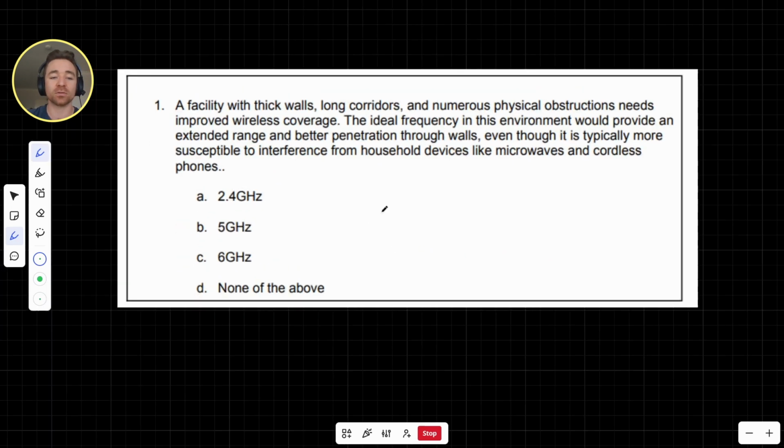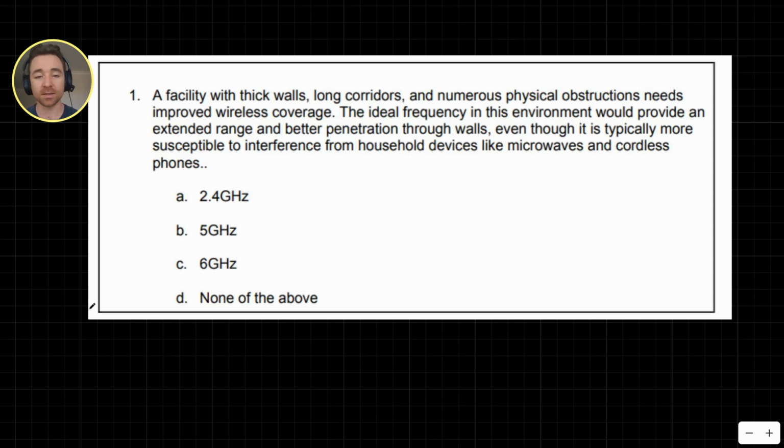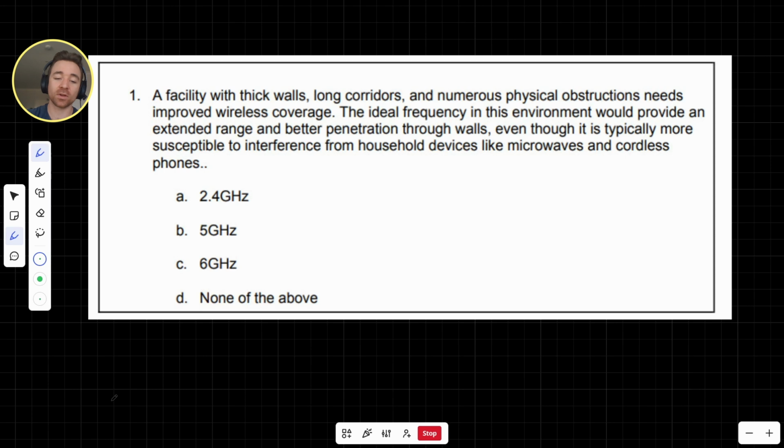Okay. Now, the first question reads, a facility with thick walls, long corridors, and numerous physical obstructions needs improved wireless coverage. The ideal frequency in this environment would provide an extended range and better penetration through walls, even though it is typically more susceptible to interference from household devices like microwaves and cordless phones. A. 2.4 gigahertz. B. 5 gigahertz. C. 6 gigahertz. Or D. None of the above. Your answer coming in 3, 2, 1. Pause the video if you need more time.